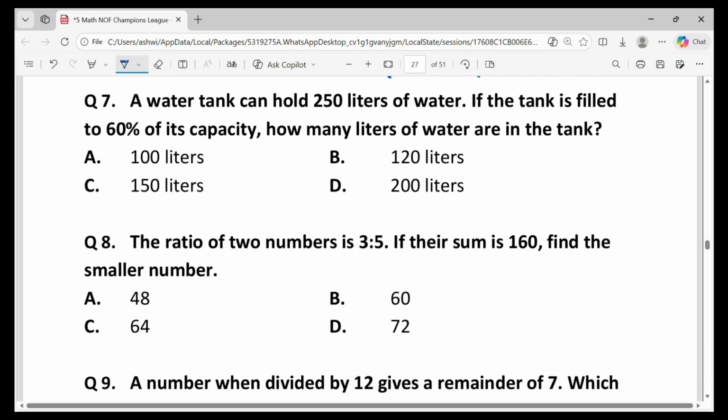Question 7. A water tank can hold 250 liters of water. If the tank is filled to 60% of its capacity, how many liters of water are in the tank? The amount of water in the tank can be calculated by the percentage into total capacity, that is 60 upon 100 into 250, that is equal to 150. That is option C.